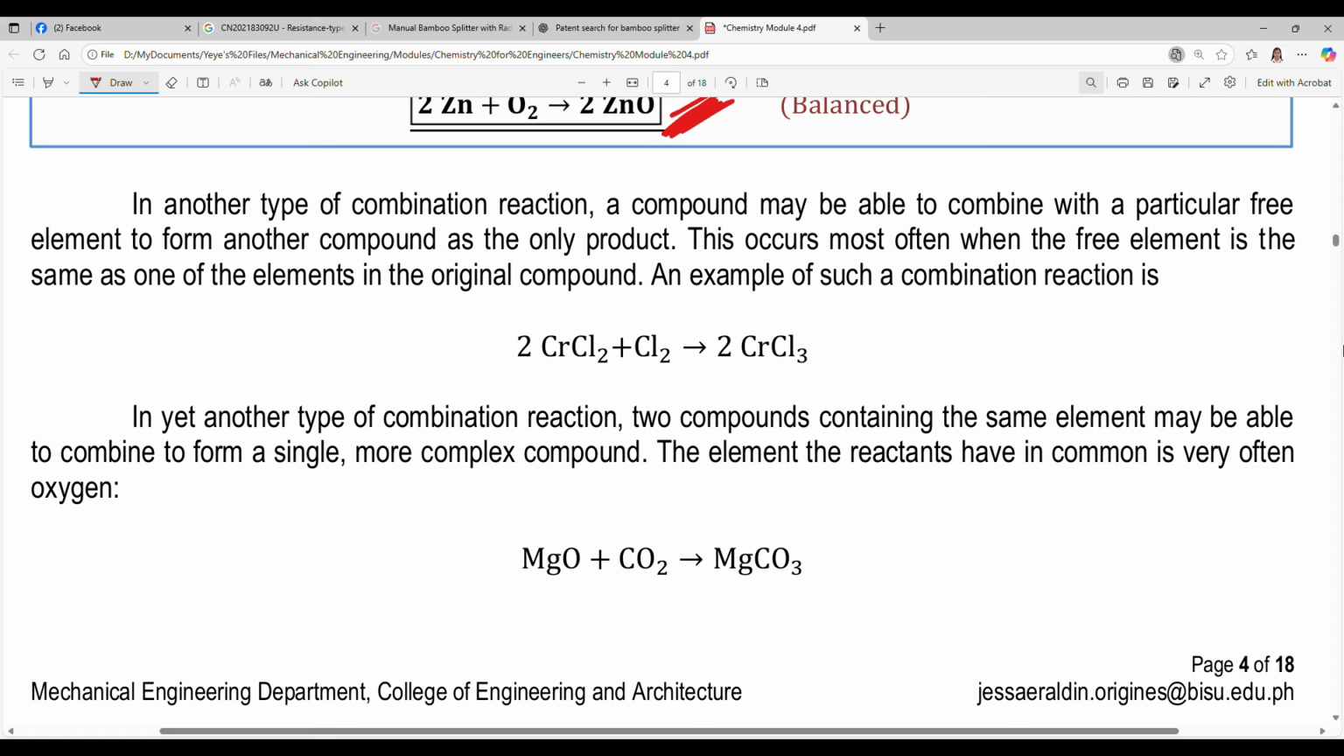In yet another type of combination reaction, 2 compounds containing the same element may be able to combine to form a single, more complex compound. The element the reactants have in common is very often oxygen. In this case, for example, magnesium oxide plus carbon dioxide will yield magnesium carbonate.